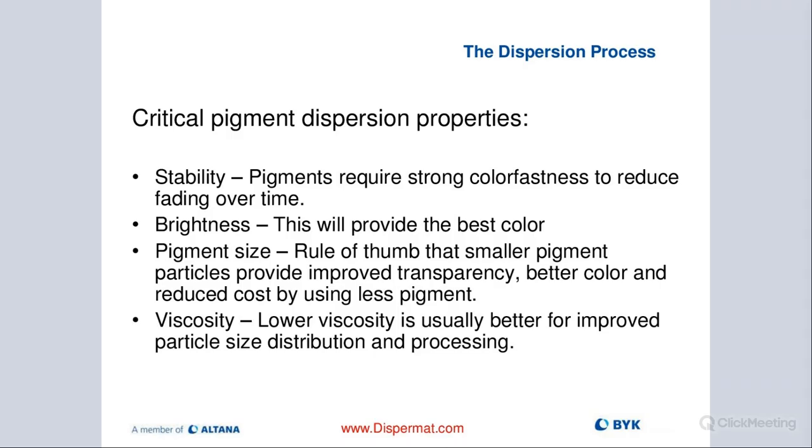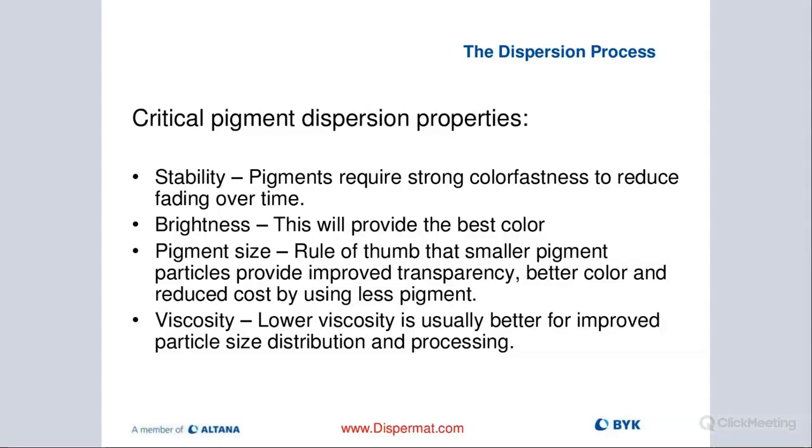So here are some critical points. So stability. Obviously pigments require strong color fastness to reduce fading over time, which is one of the big benefits. Brightness, usually the brighter, the better the color. And then as a rule of thumb, pigment size plays a big role. So the smaller the pigment, we get some improvements to our product. So transparency, better color. And then, as I mentioned earlier, we save money by using less pigment in our formulation.